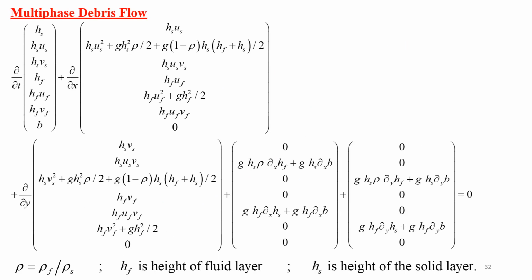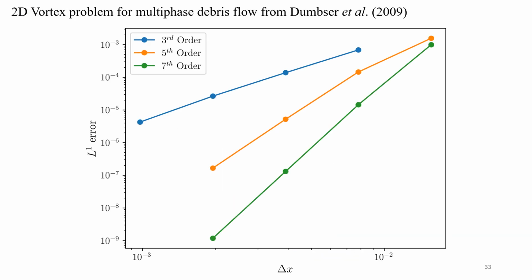And you can see that we have the shallow water, the multi-phase debris flow problem, and again we have a fluid layer and a solid layer, and we can actually go ahead and see the structure of the non-conservative products out here. And again, this is a PDE system with fluxes and non-conservative products. Another two-dimensional vortex flow problem that we've been able to use has third order, fifth order, and seventh order accuracies as designed.